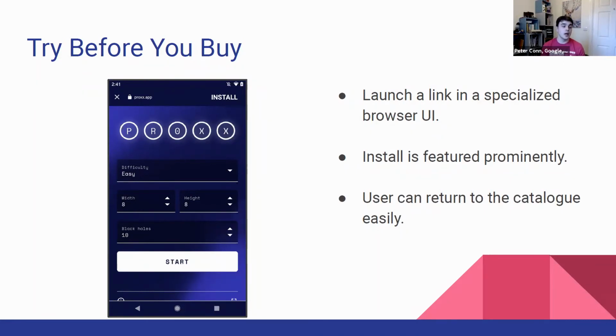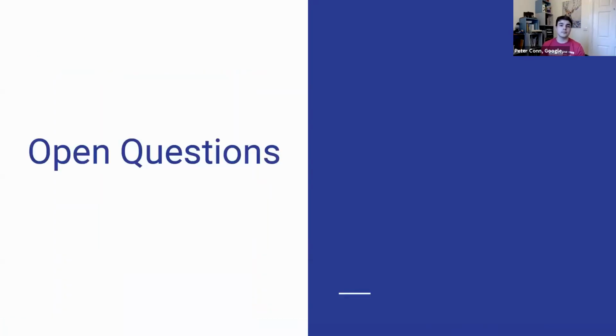So we can see here, there's no Omnibox. There's a nice big install button, really highlighting it for the user. And there's also a close button, so the user can quickly return to the catalog if they want to, if they've navigated around in it. They also get the opportunity to try the web app, see whether or not they like it before they go and install it.